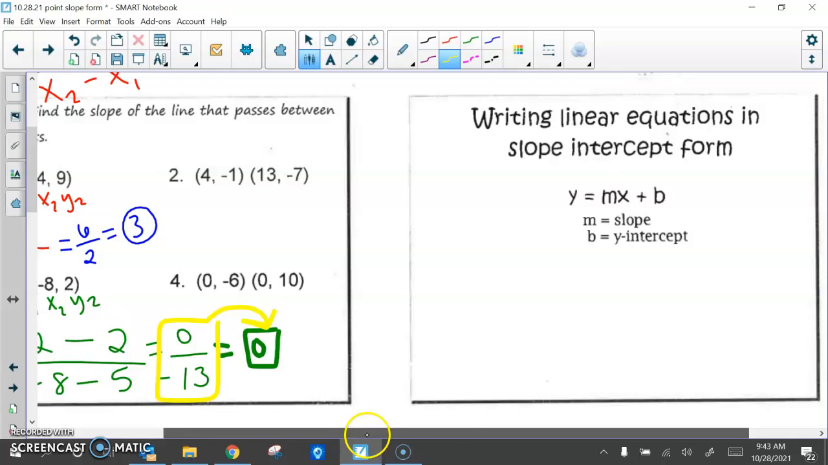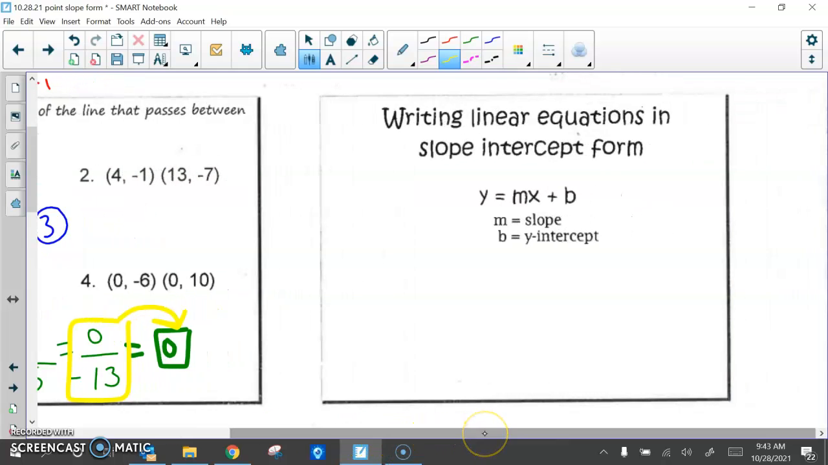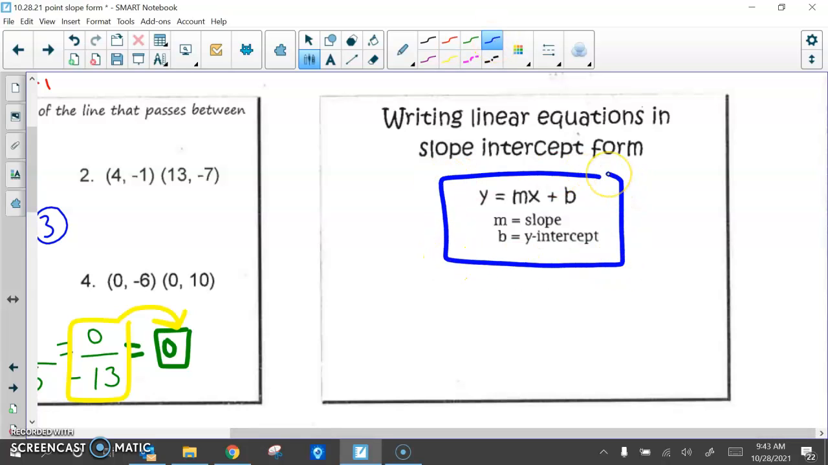So let's go on to the notes today. So whenever we write and graph lines, it's always in this form: y equals mx plus b. The m is the slope, and the b is the y-intercept. So hopefully between Monday, Tuesday, and Wednesday's worksheets, you're getting better at how to find it, how to graph it, and how to get y equals equations.